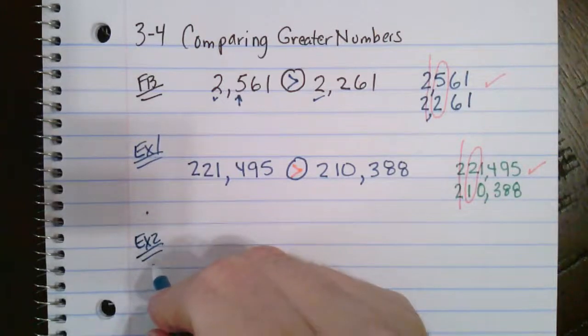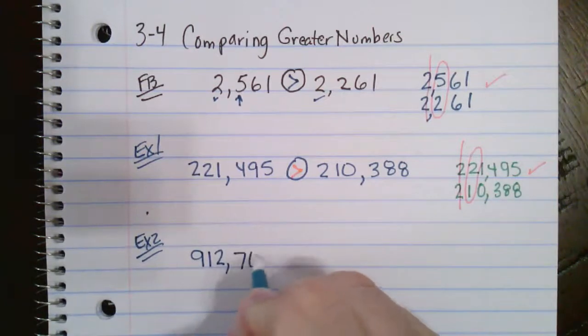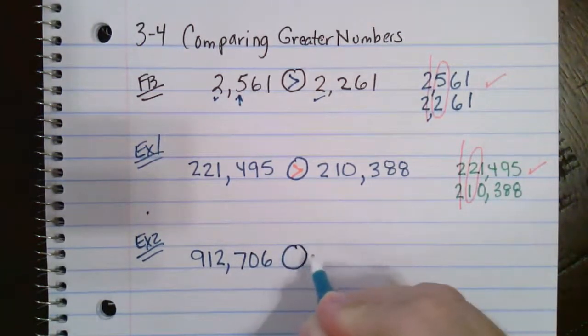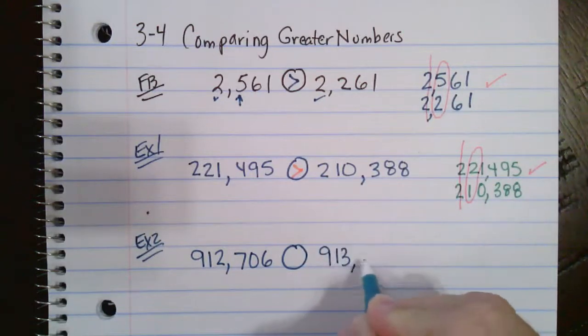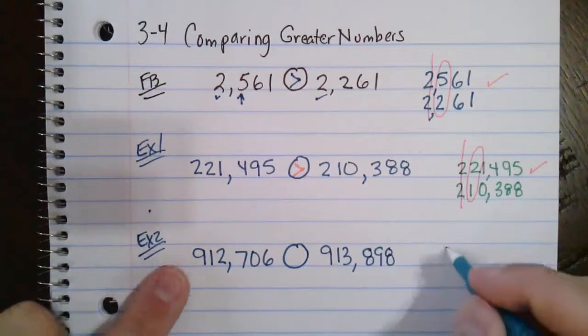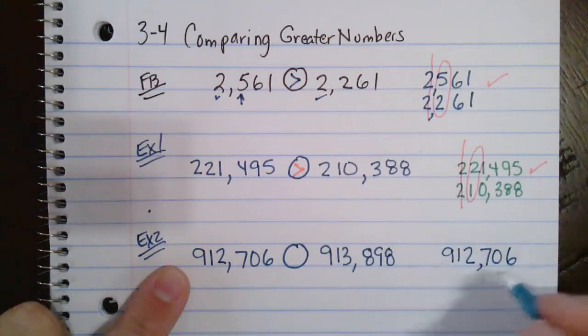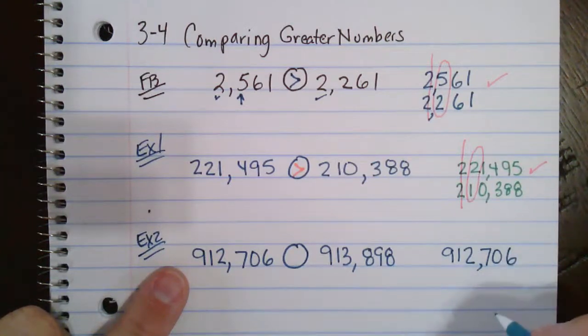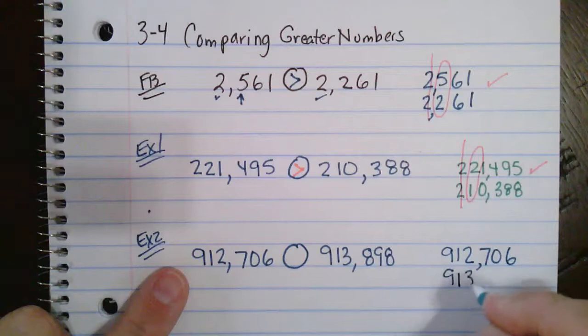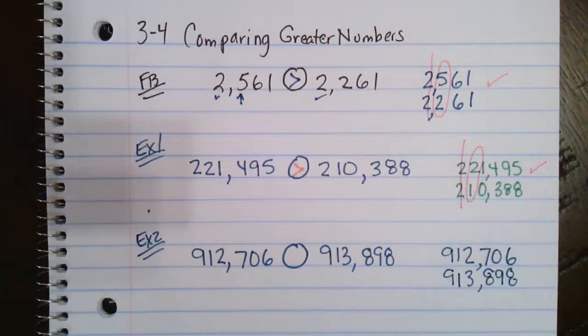So let's look at our next example. I have 912,706, and I'm going to compare that to 913,898. Once again, I'm going to write to the side. Make sure you write so the digits are not rushed or different sizes, because that could make your lining up incorrect. If I squish my numbers too much or spread them out, I might not notice where my place value lines up. They both have 6 digits.